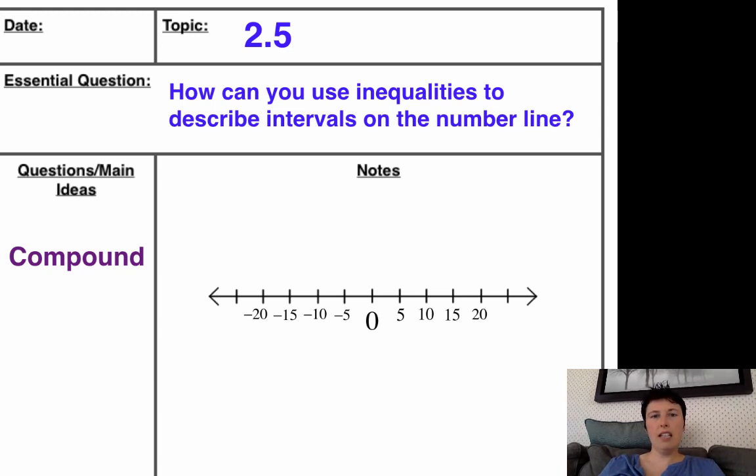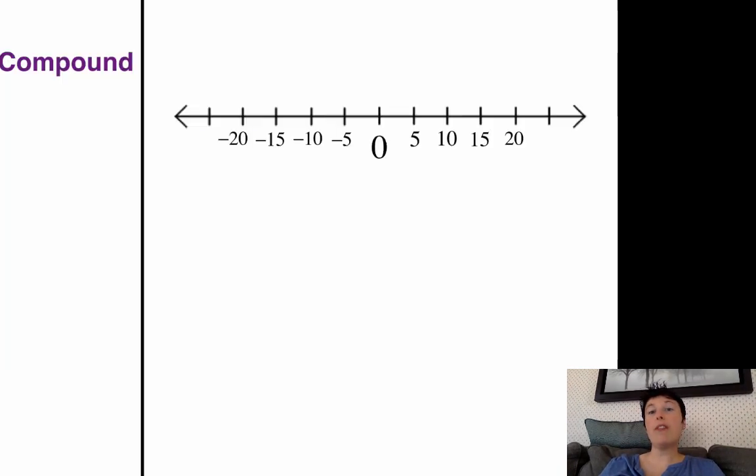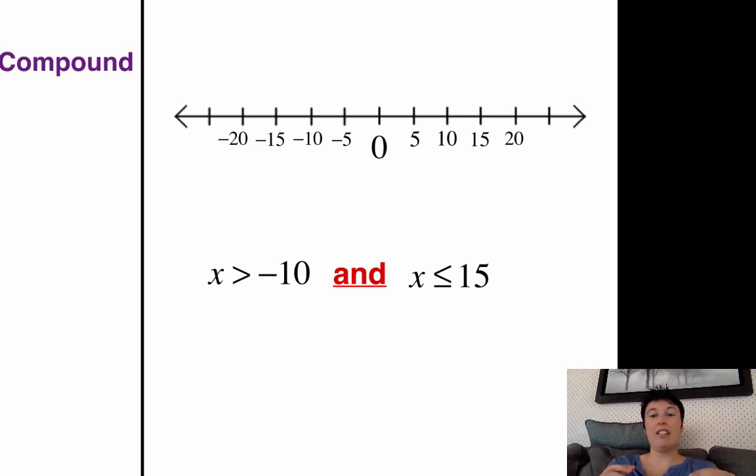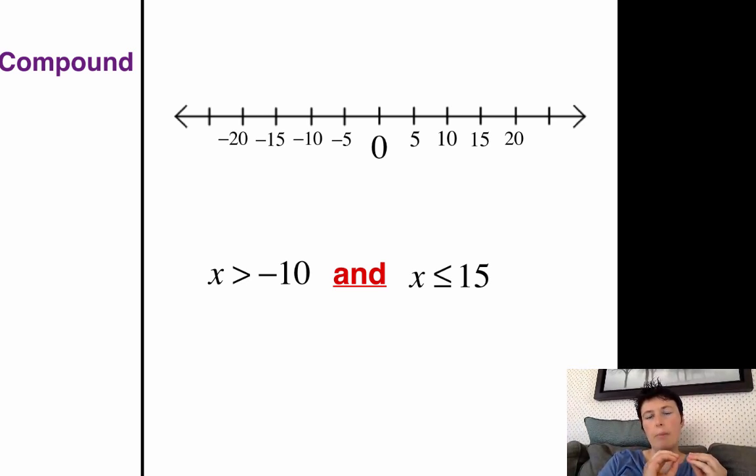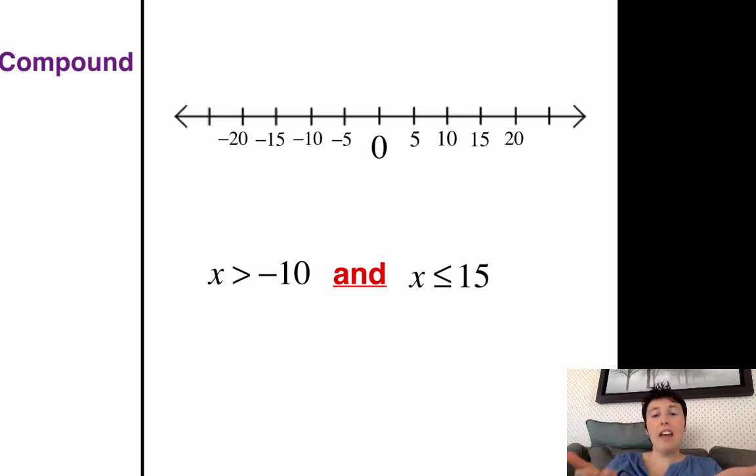And then here's what we're going to do. We are going to graph two inequalities on this number line. That's what's going to make it a compound problem. I'm going to be graphing x is greater than -10 and x is less than or equal to 15. Notice when I wrote the word and, I put it in red and I underlined it. I'm really trying to emphasize that and because that's a clue that this is a compound problem. X is greater than -10 and x is less than or equal to 15.